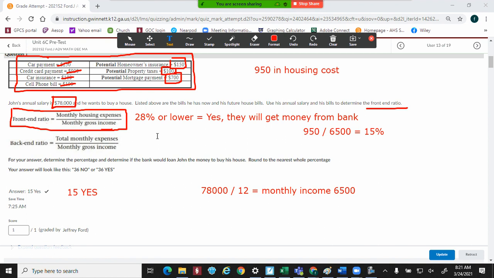Okay, now let's play the what if game. What if this 15% wasn't 15%? Let's just make it up and say it's 30%. If it was 30%, then this would be a no because their housing expenses were too high for their monthly income, which means basically they're going to be house poor.